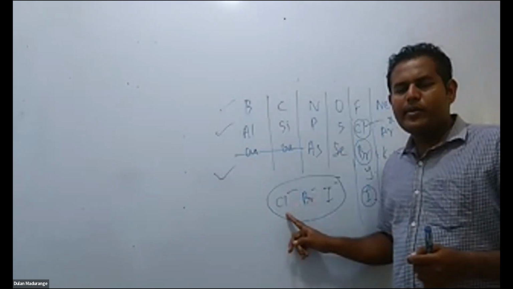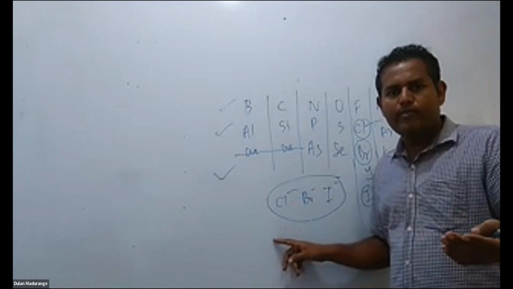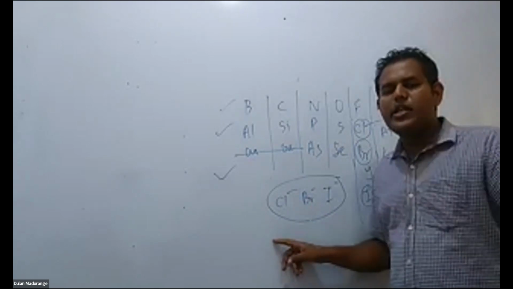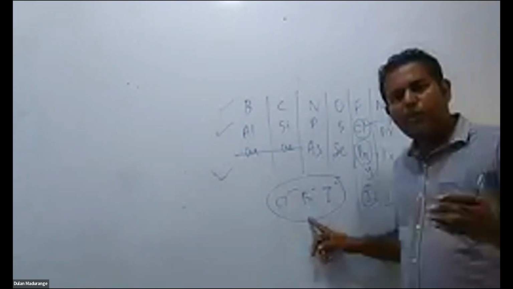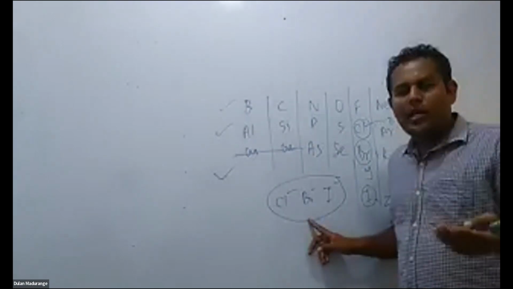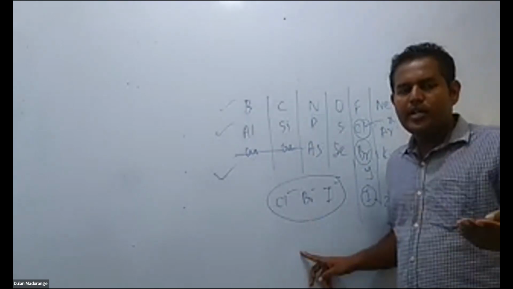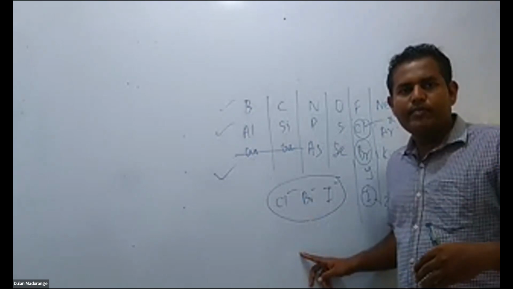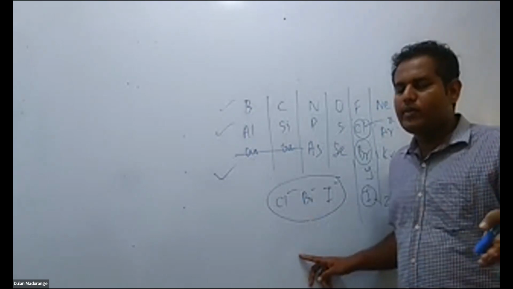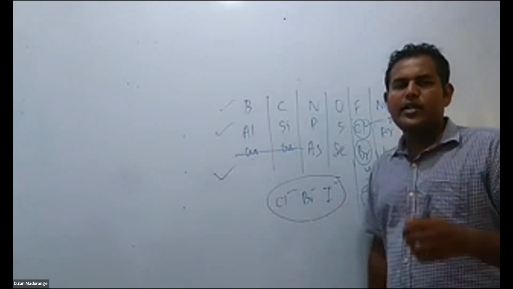Silver chloride is a white color precipitate which dissolves in dilute ammonia. It forms diamine silver 1 complex. Silver bromide is a pale yellow color precipitate which is dissolved in concentrated ammonia. Silver iodide is not dissolved even in concentrated ammonia.